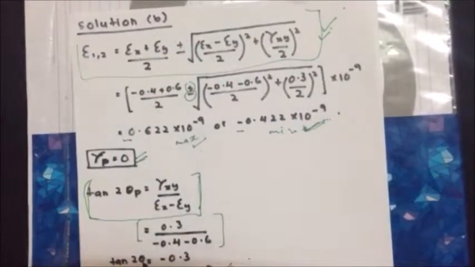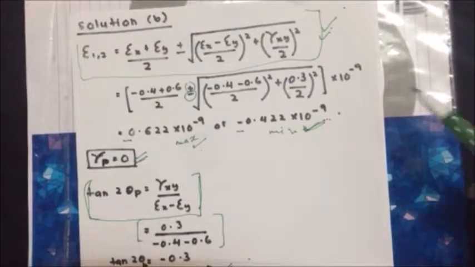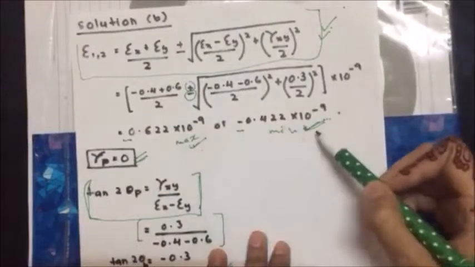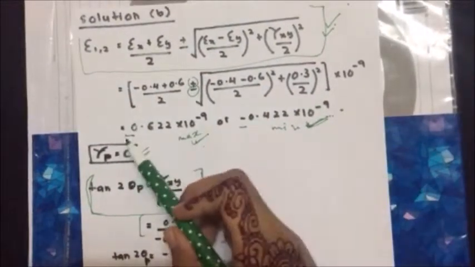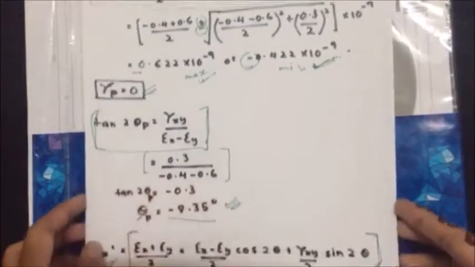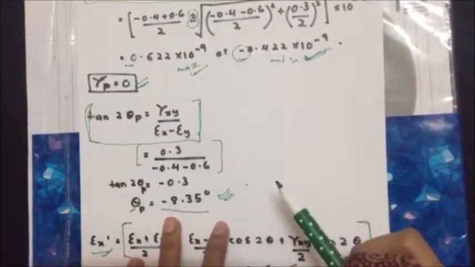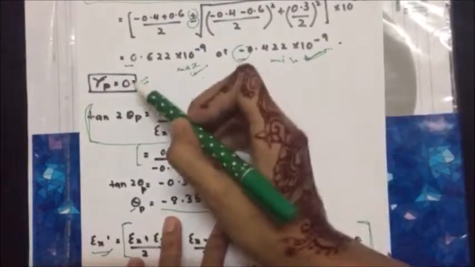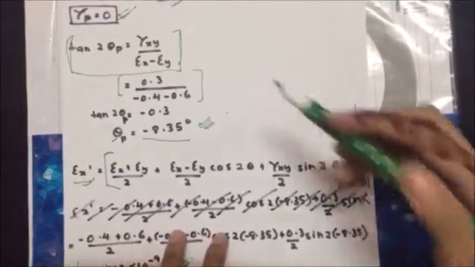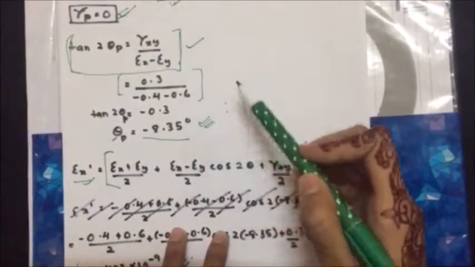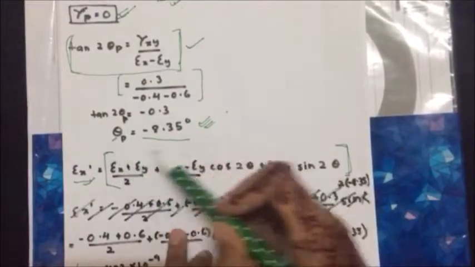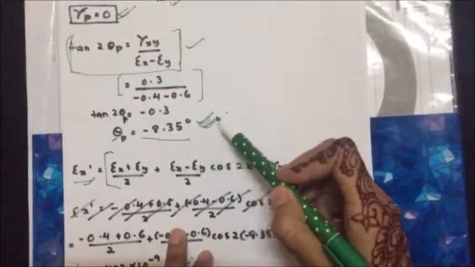So what we do is we substitute all the values into this formula and we get two principal strains, the maximum and the minimum. The maximum is the positive value and the minimum the negative value. When principal strain occurs, the shear strain associated is 0, so we get 0. So to find the angle, we use this formula. As usual, substitute all the values into this formula and we get the angle, which is negative 8.35.